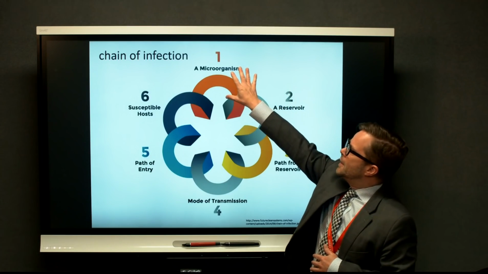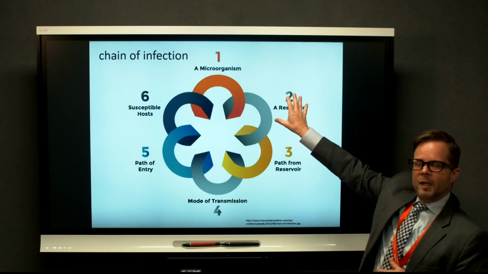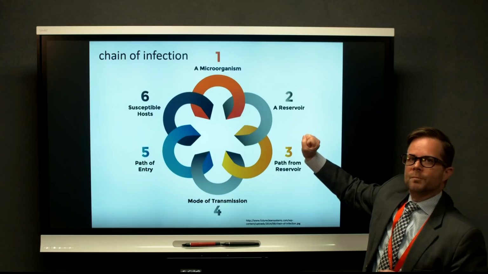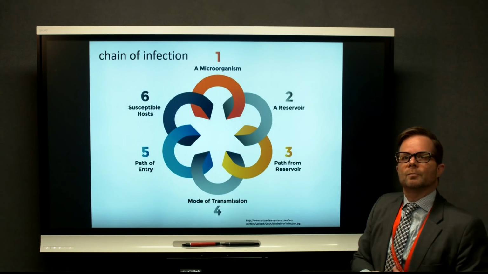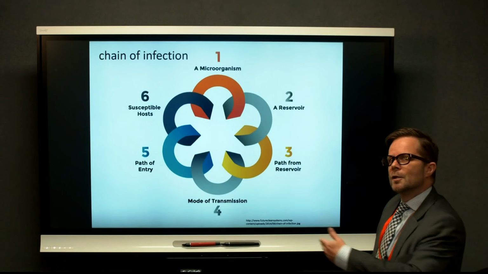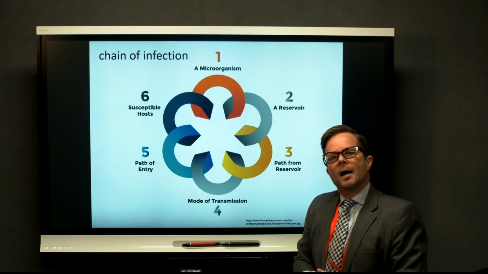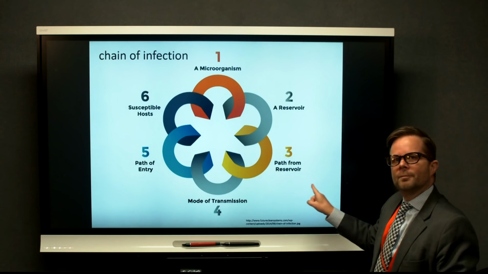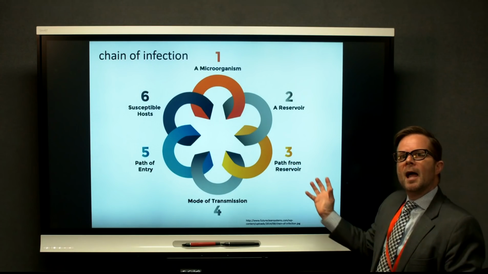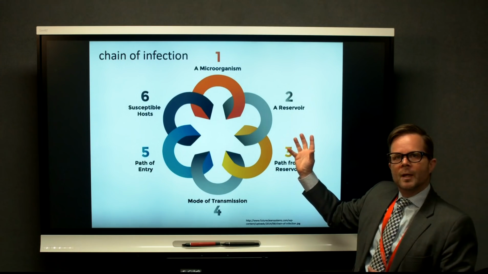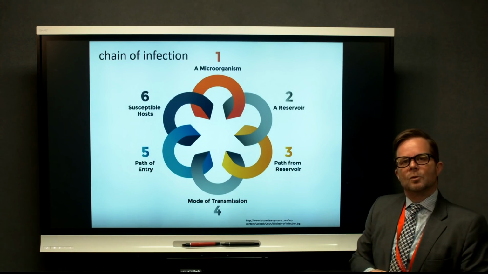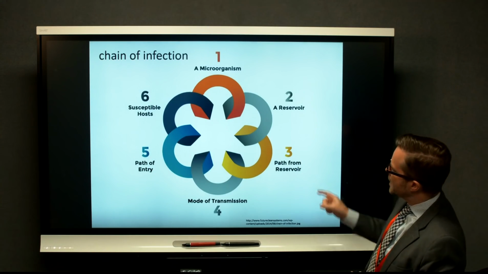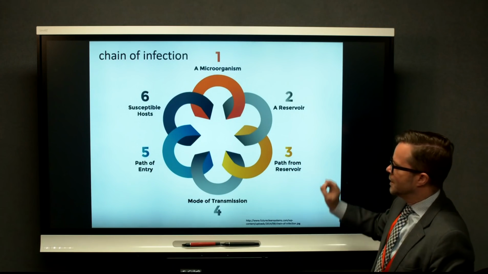Now, these two things are necessary for infection, but not sufficient. So in order for the microorganisms to travel from one person or an animal or whatever it is to another, there must be a pathway. So there must be a way out of the reservoir for that microorganism to occur. So that pathway is important.